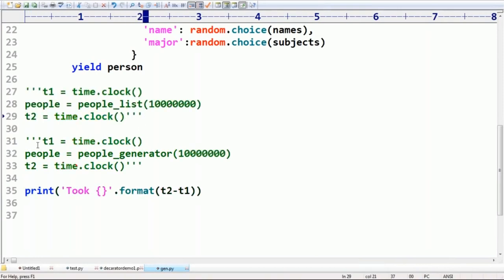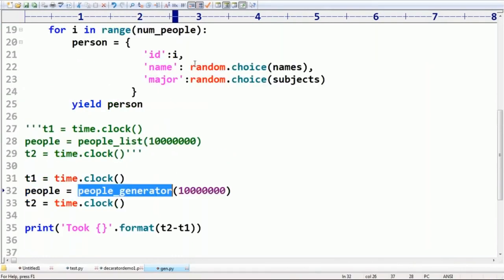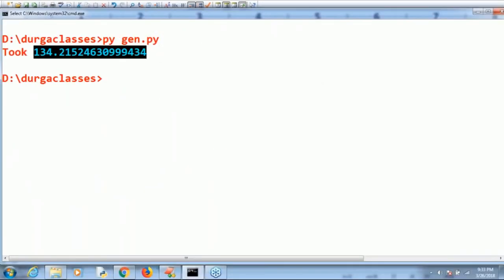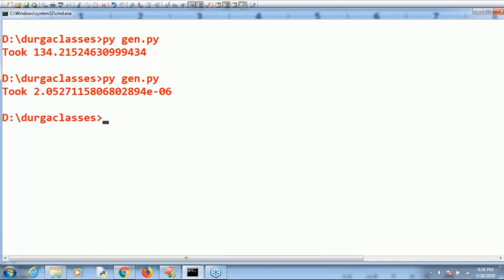I don't want list based, I want generator based. Now observe that. Will the output come immediately or will it take some time? Observe how much time. Just 2 seconds it is taking. But earlier how much time did it take? 134. Just 2 seconds only for the result, but earlier it was 134. Are you able to understand?